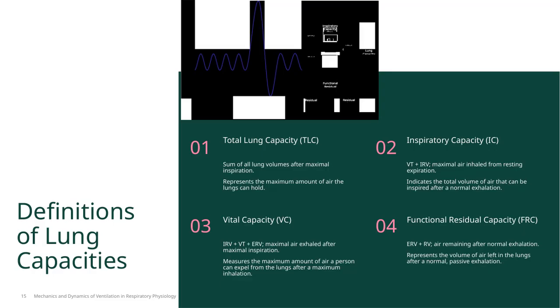Now, let's move on to the key lung capacities, starting with inspiratory capacity, or IC. This is the total volume of air you can inhale after a normal exhalation, and it's calculated by adding the tidal volume, VT, and the inspiratory reserve volume, IRV. Think of it as the maximum amount of air you can take in from a resting point.